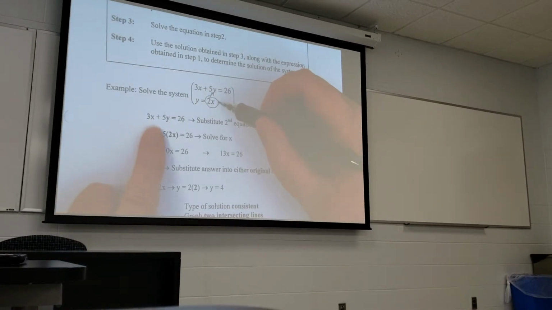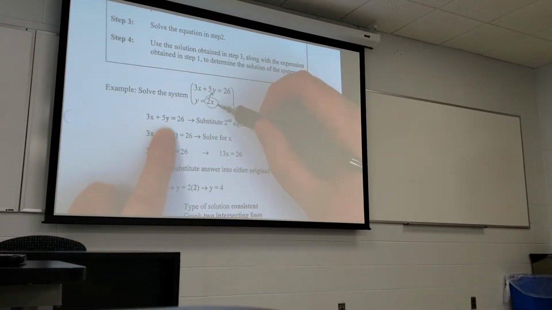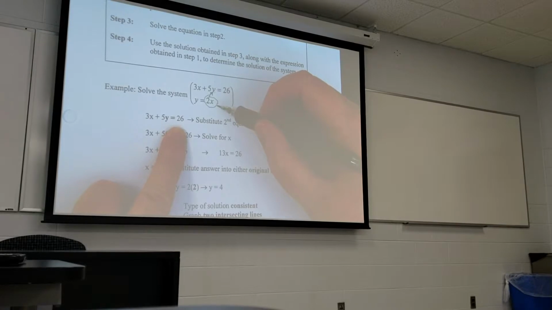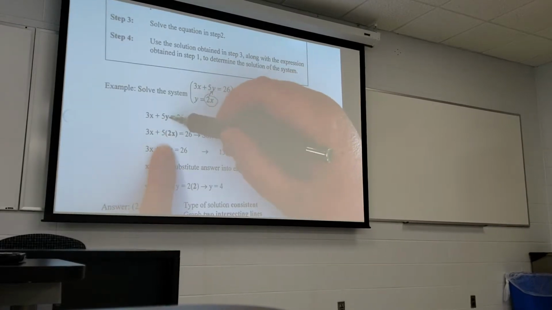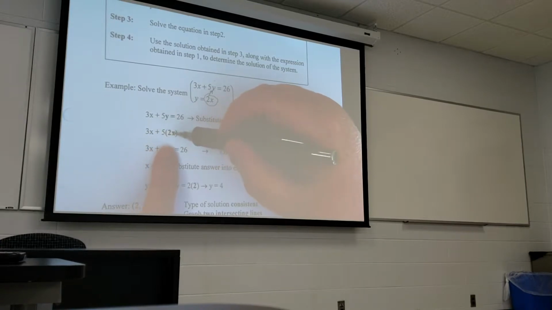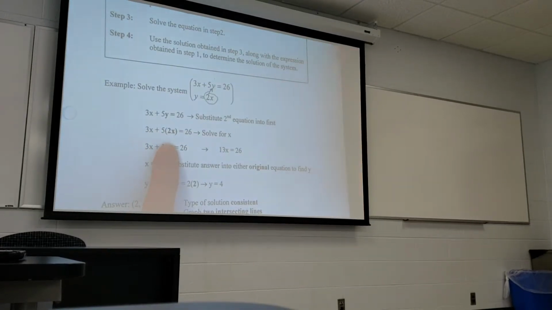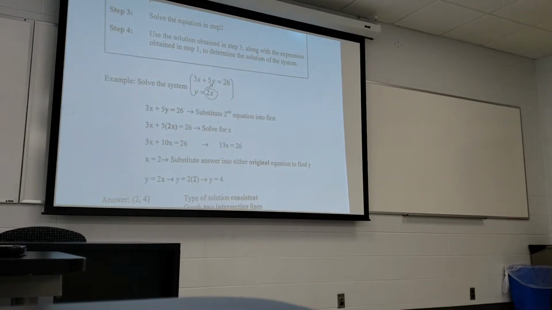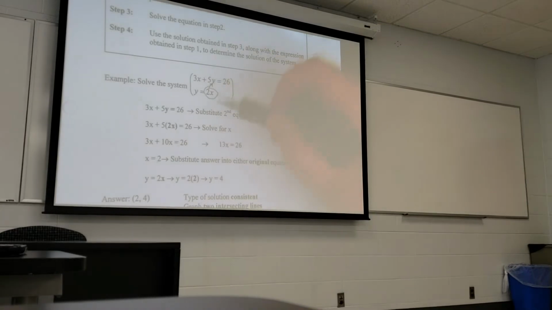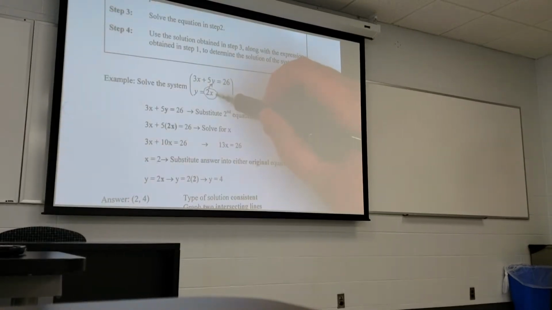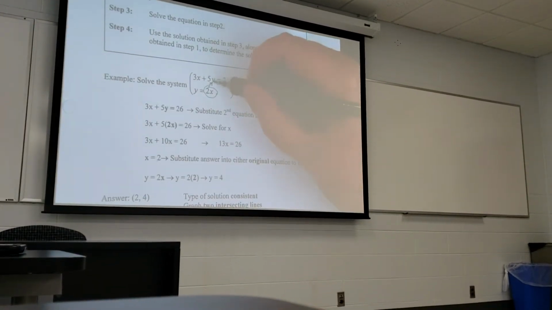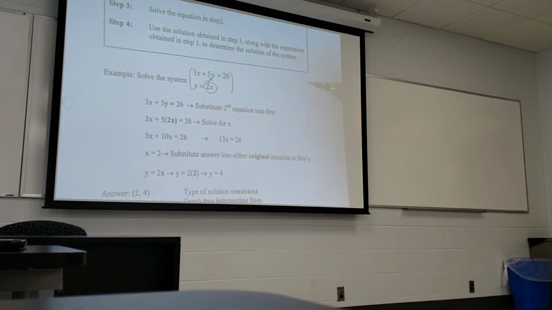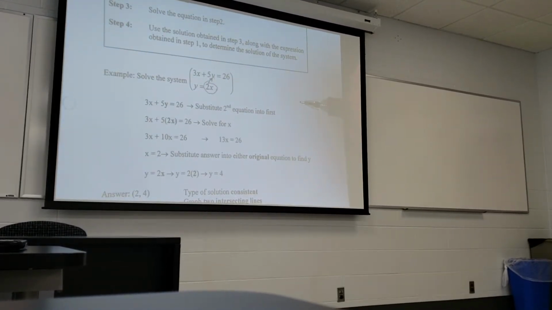So this would be 3x plus 5y equal to 26. You replace the y with the 2x: 3x plus 5 times 2x. I'm just replacing a variable with an expression. Okay, but where does the 2 come from? It's telling you that y equals 2x, so where there's a y, I'm going to replace it with 2x.